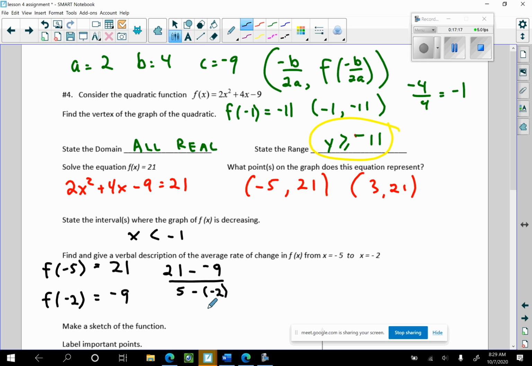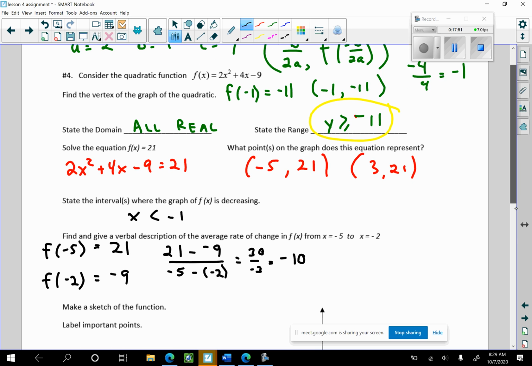That would be correct. It's 21 minus -9 over -5 minus -2, and that's going to be 30 over -3, which is -10. Now I need to interpret that as far as the average rate of change.